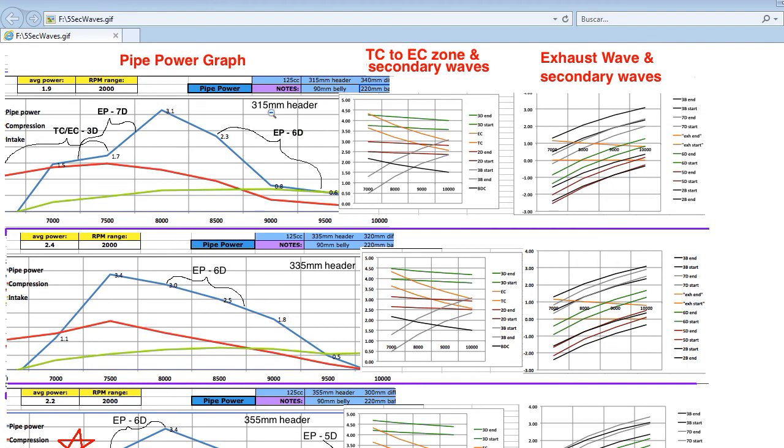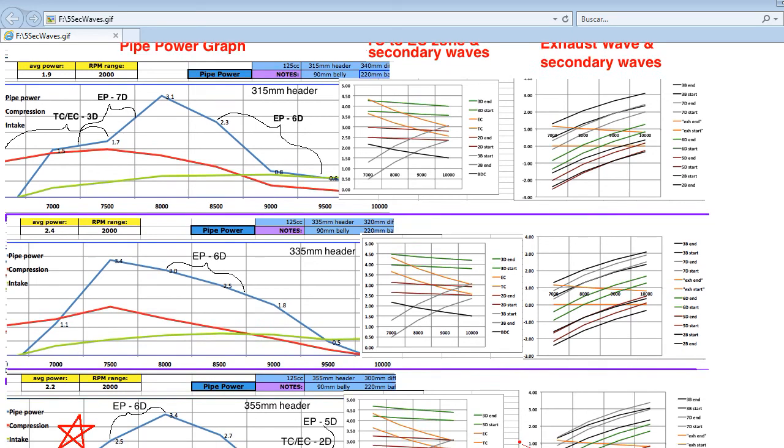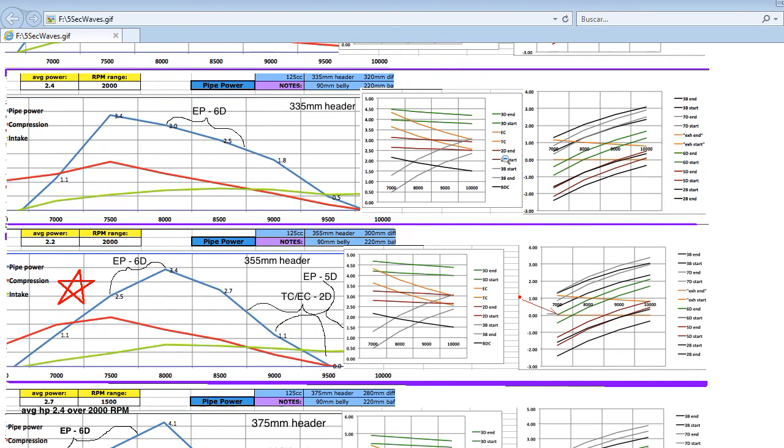So when I say, well, right here you can see all the specs: 315 header, 340 diffuser, 90 belly, and 220 baffle. So that's a pretty funky looking wave. I don't really like that. So I increased the header length. I like this a lot better, but that's a little bit weird, coming on so strong at the beginning.